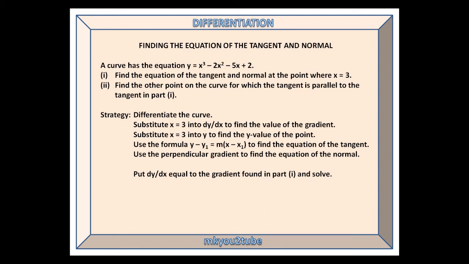Strategy. Start by differentiating the curve. Then substitute x equals 3 into dy by dx to find the value of the gradient, and into y to find the y value of the point. Next we use the formula y minus y1 equals m(x minus x1) to find the equation of the tangent, and we use the perpendicular gradient to find the equation of the normal. For part 2, we put dy by dx equal to the gradient found in part 1 and solve.